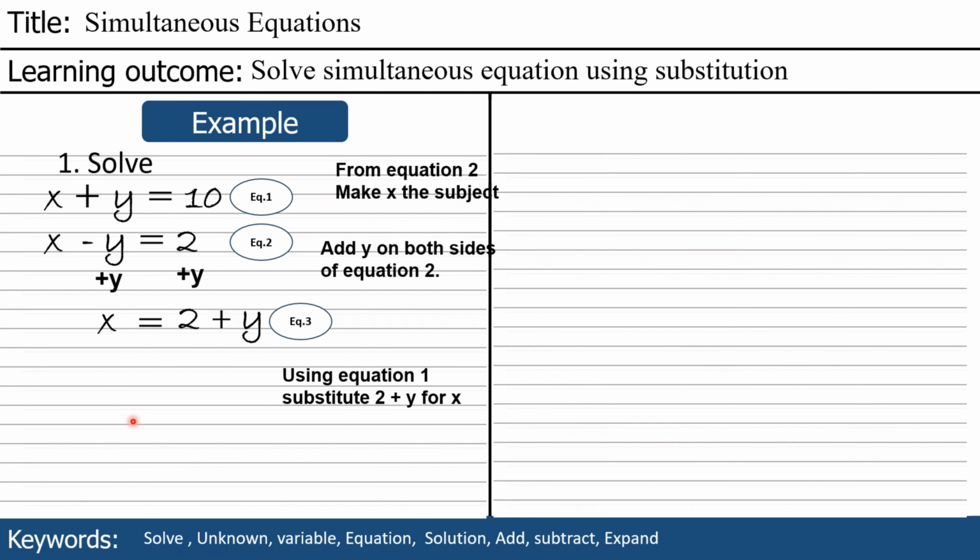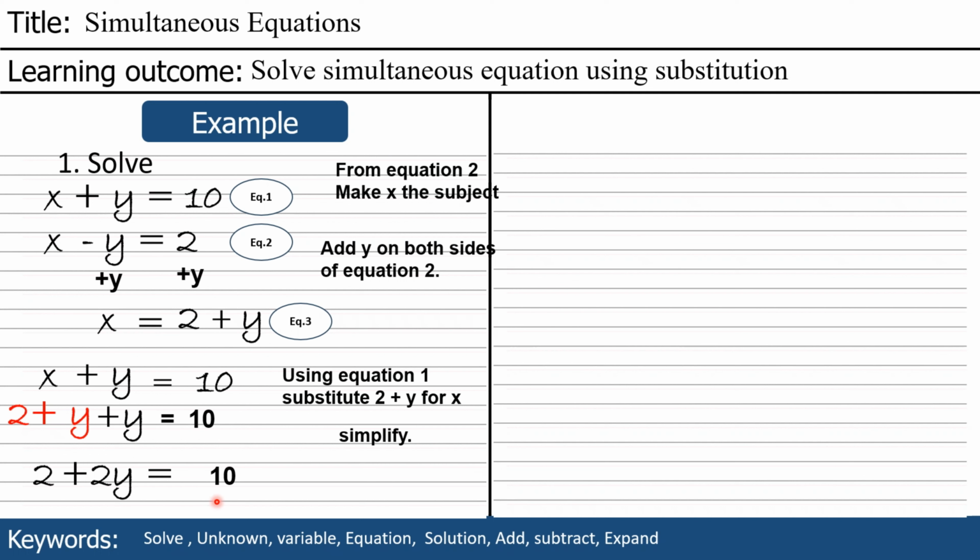So using equation 1, substitute 2 add y for x, meaning replace your x with 2 add y. So 2 add y, we just replace our x with 2 add y. Add y equals 10. And now we can simplify. So this is 2, and y add y is 2y, equals 10.